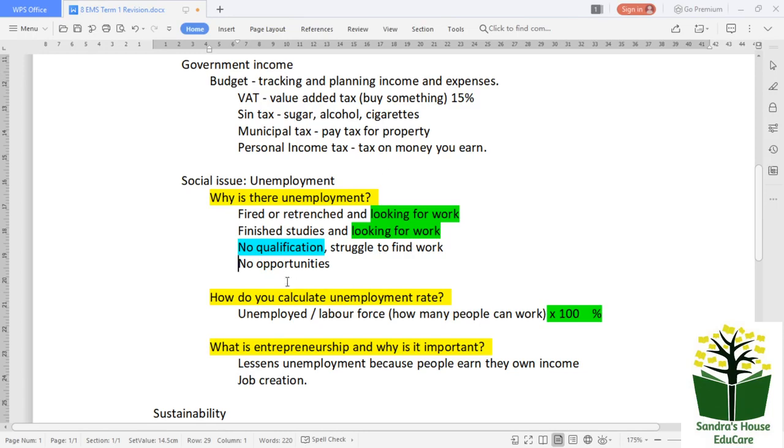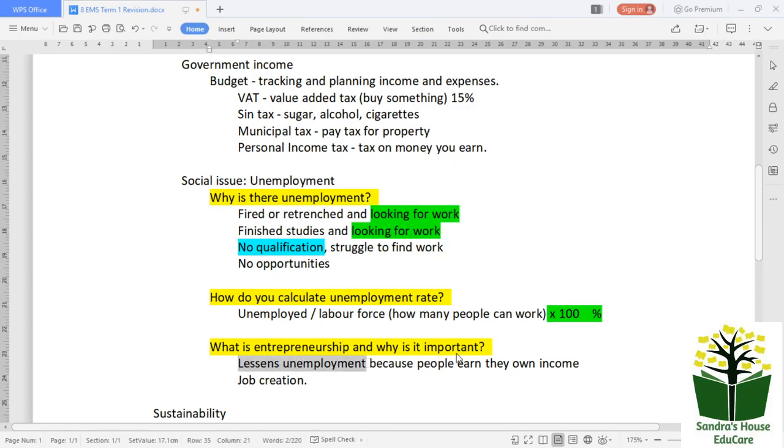The other problem is we need to have job creation. So for the people who have been retrenched or finished their studies and can't find work, or people with no opportunities for work, we need to create jobs for them. One of the best ways we can create jobs is through entrepreneurship. So why is entrepreneurship important? Entrepreneurship is important because we're lessening unemployment.